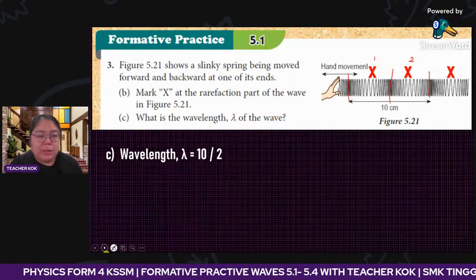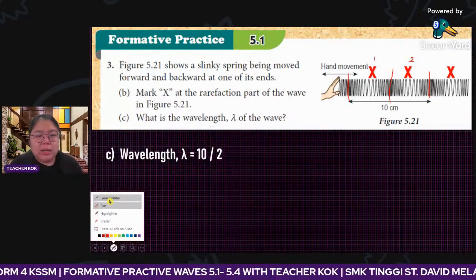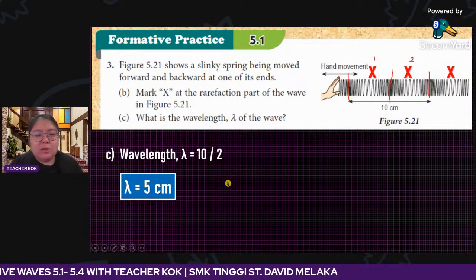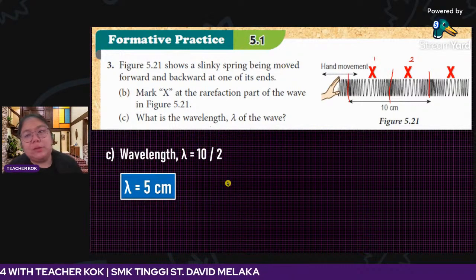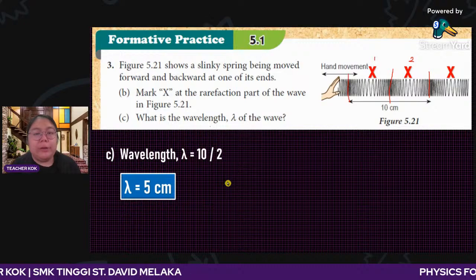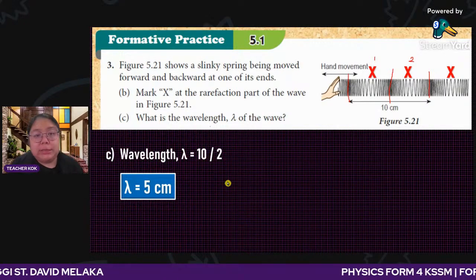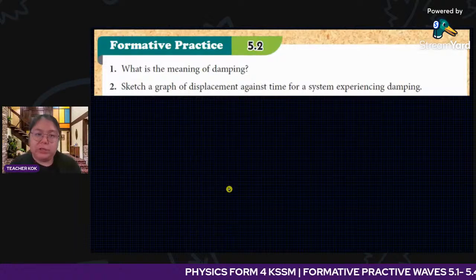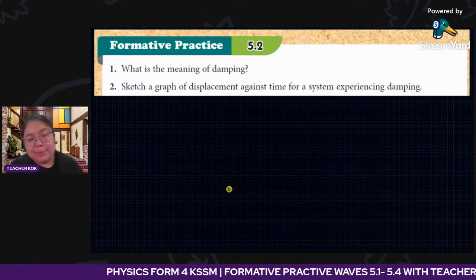So from here you need to do the calculation 10 over 2, which is 5 cm. So that means the lambda should be 5 cm for this situation. Okay, then 5.1 we finish. Then we go to 5.2 about damping.